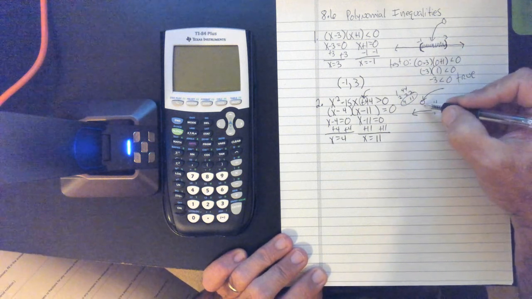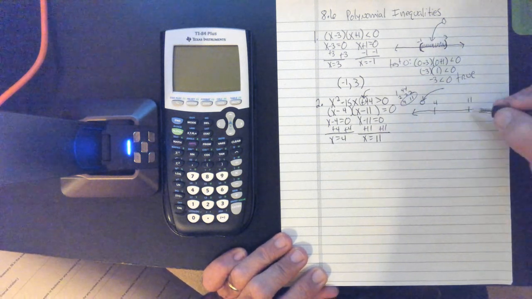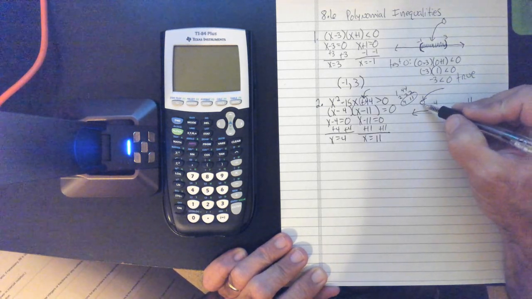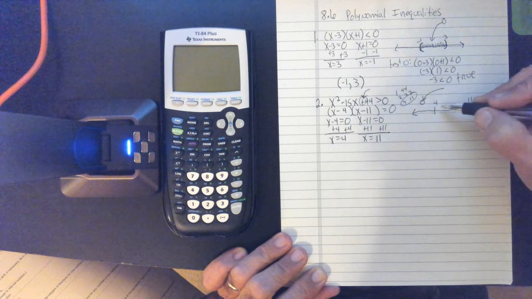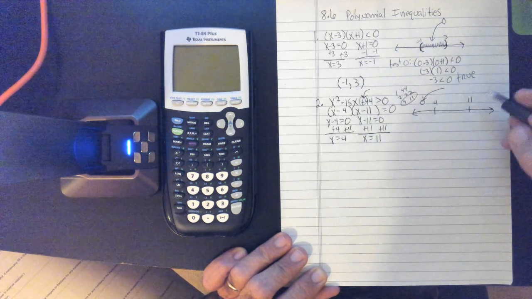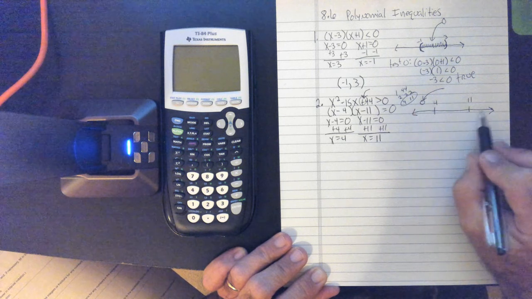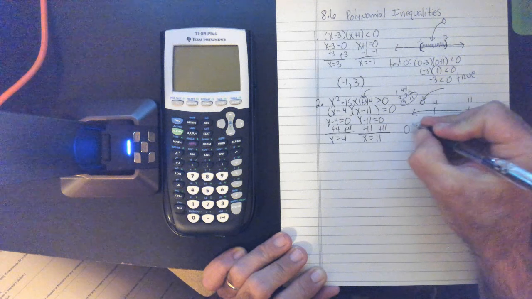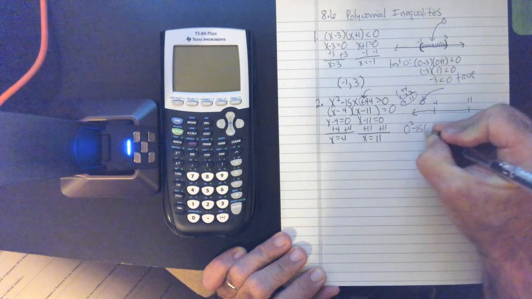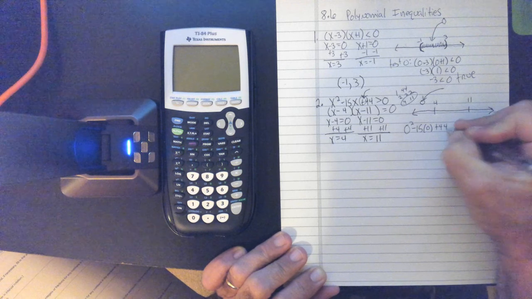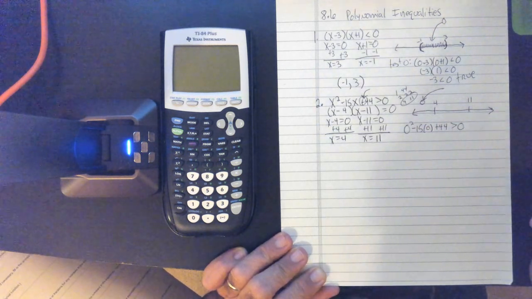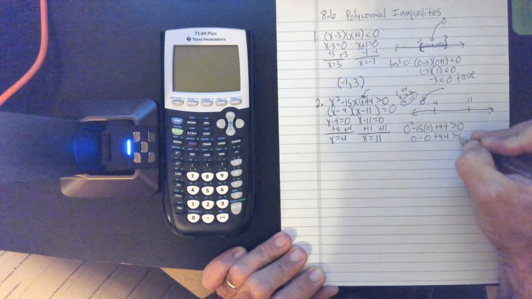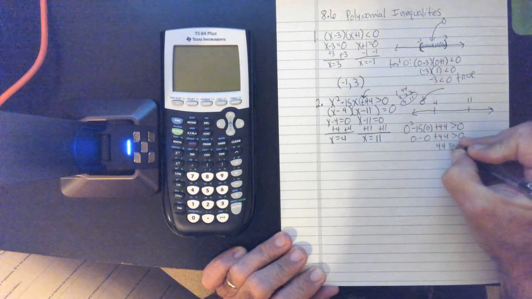So if the 0 is true here, I shade this and I shade the other side, but I skip the middle. If the 0 is false here, then I don't shade that and I only shade the middle. So these will either shade the middle or they'll shade the two outer edges. Okay, so let's put a 0 in for that equation. 0 squared minus 15 times 0 plus 44 has to be greater than 0. Well, that gives me 0 minus 0 plus 44 has to be greater than 0. So 44 is greater than 0.